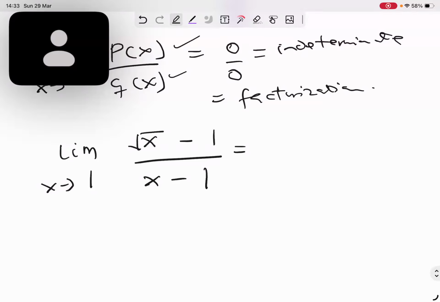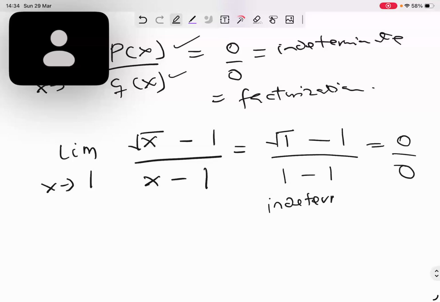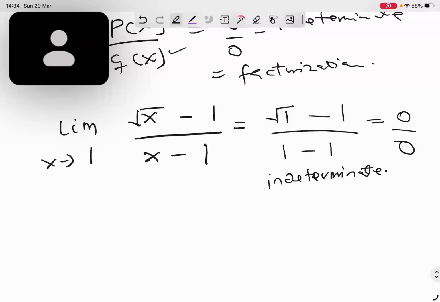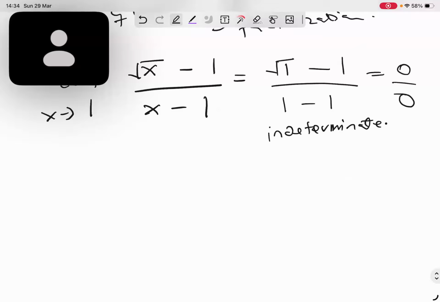The limit on the numerator will give us square root of 1 minus 1, divided by the limit on the denominator, which gives us 1 minus 1, and that will be 0/0. 0/0 is indeterminate. When we have indeterminate, it means that we need to go back to the function and simplify it. So let me rewrite my function: limit as x approaches 1 of square root of x minus 1 divided by x minus 1.